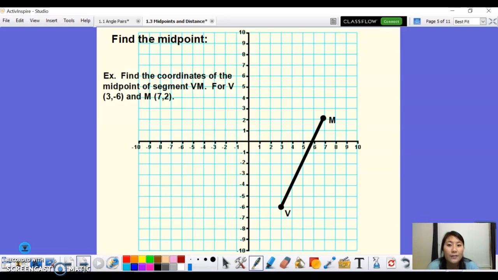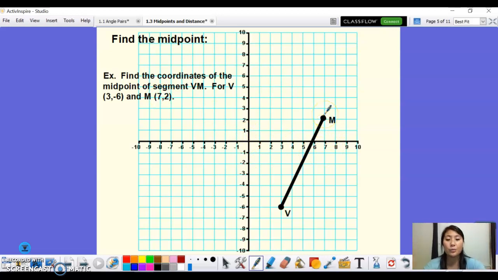Now we're going to actually find the midpoint of this segment on the coordinate plane. So we were told that V is at (3, -6), which is right here. So we went to the right 3 and down 6. And then for M, we're at (7, 2). So we went right 7 and then up 2. So we have our coordinates.